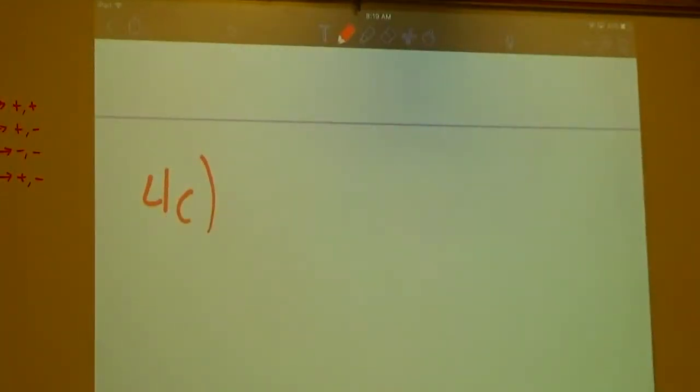Alright, for C, if f of x equals 2, what is x? So we're given what? Our x or our y? Y. If it gives you f of x equals something, it means it gives us y. So I'm trying to find x. It says f of x is 2, so I'm going to say 2 equals x plus 2 over x minus 6.